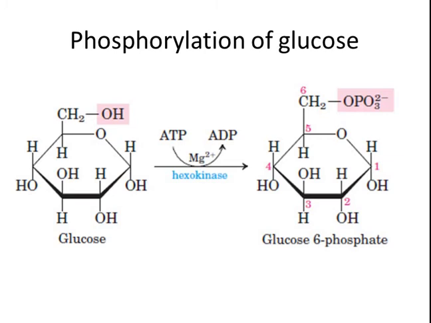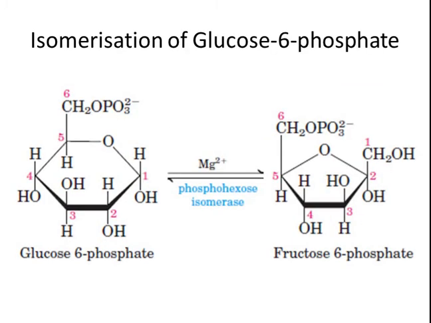So the second step is isomerization of glucose-6-phosphate, or conversion of glucose-6-phosphate to fructose-6-phosphate. The enzyme phosphohexose isomerase, which is also called phosphoglucose isomerase, catalyzes the reversible isomerization of glucose-6-phosphate to fructose-6-phosphate. Glucose-6-phosphate is an aldose sugar, whereas fructose-6-phosphate is a ketose sugar. The mechanism for this reaction involves an enediol intermediate.